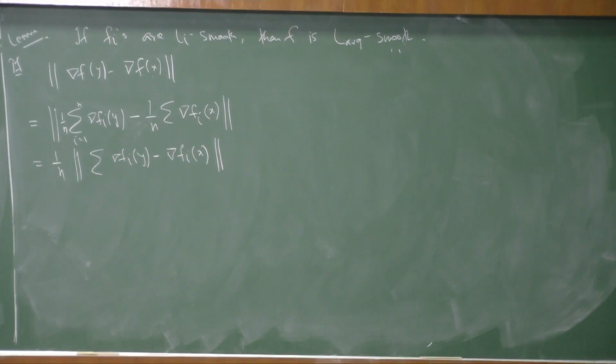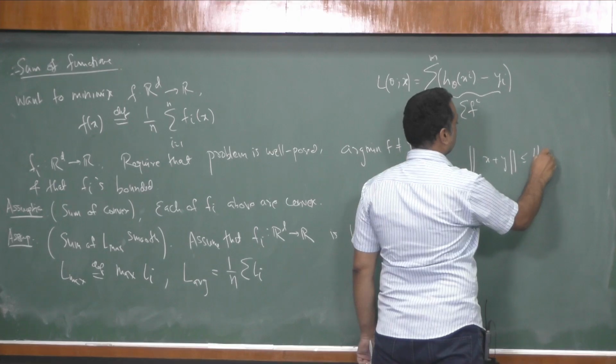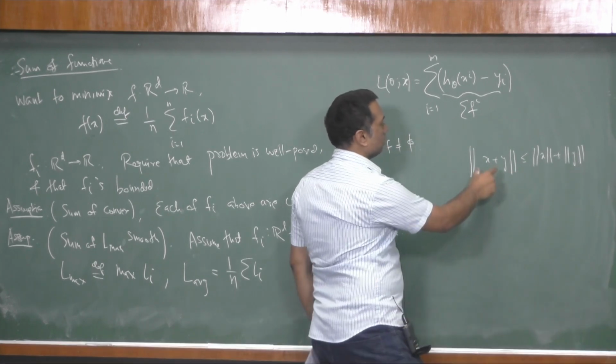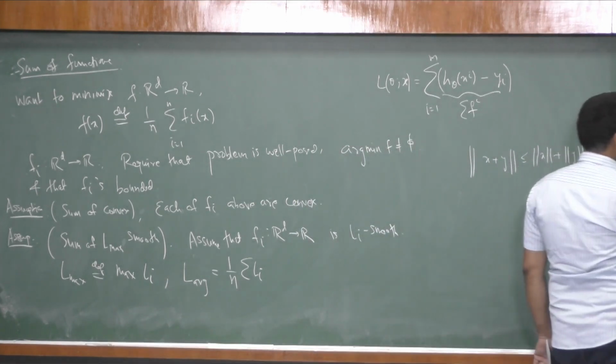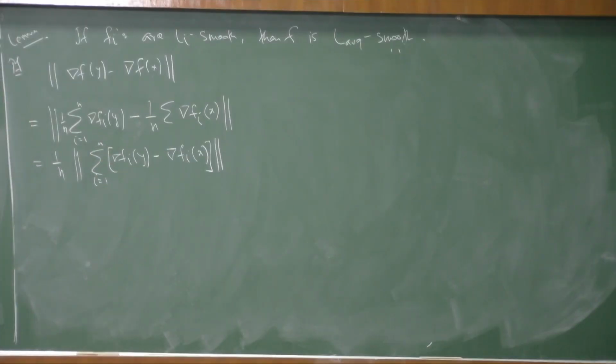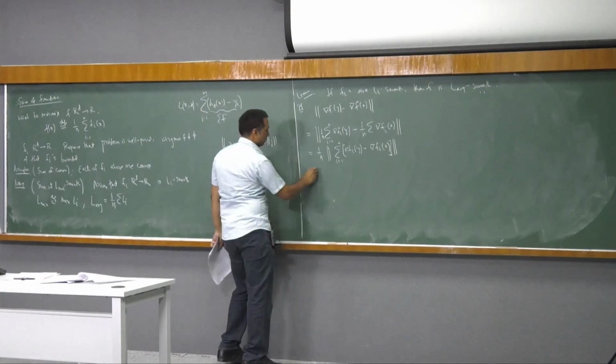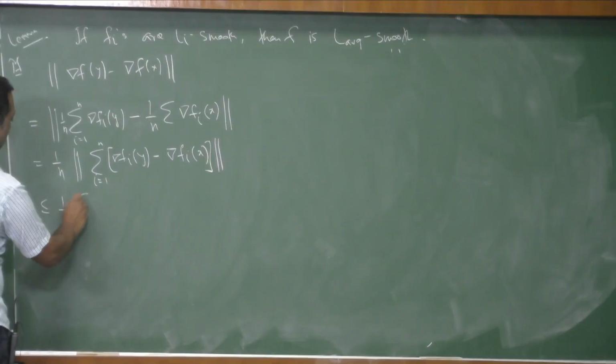This sum is applied on the whole, and this is like norm of x plus y is less than or equal to norm x plus norm y. But in this case there are many terms, from 1 to n. So it will be less than or equal to the sum over each of these i's. Basically the norm goes inside and the sum goes outside. That's the triangle inequality. So this is less than or equal to 1 by n, sum goes out.